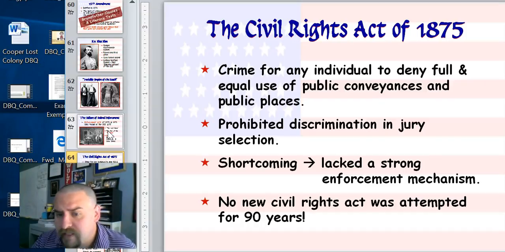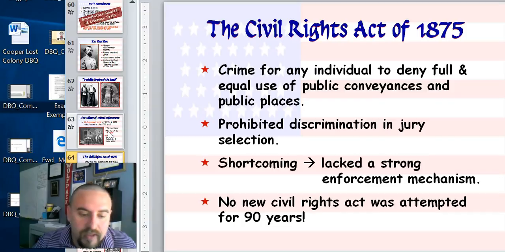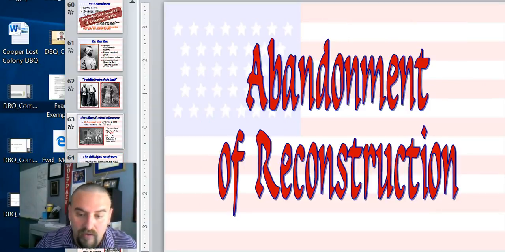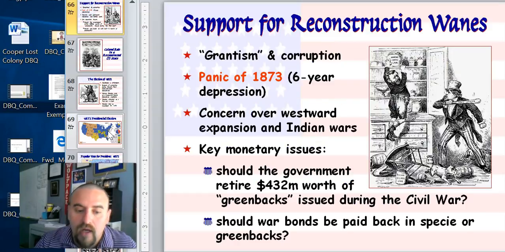So the Civil Rights Act of 1875, it's going to be a crime for anybody to deny full and equal use of public places based on their race, prohibited discrimination, and jury selection. The only issue is that there's really hard way to enforce this. So you're going to have Jim Crow laws that are going to be against the Civil Rights Act of 1875, but there's no way to stop them from actually happening.